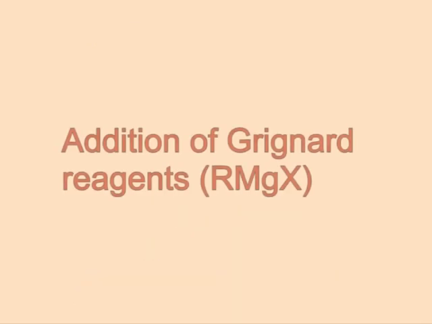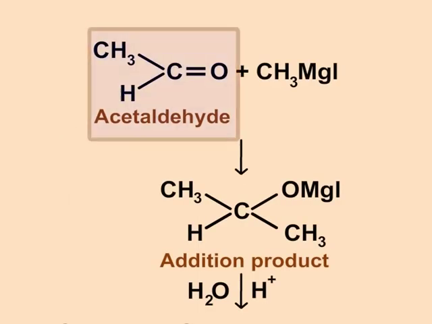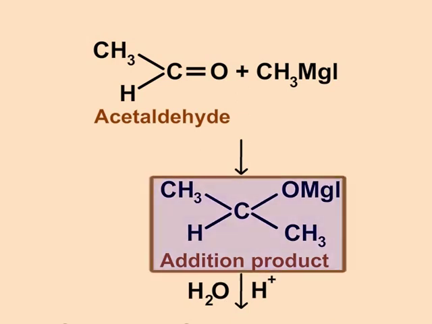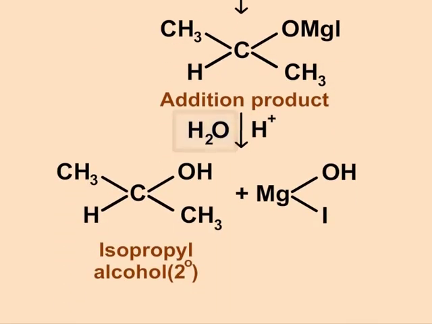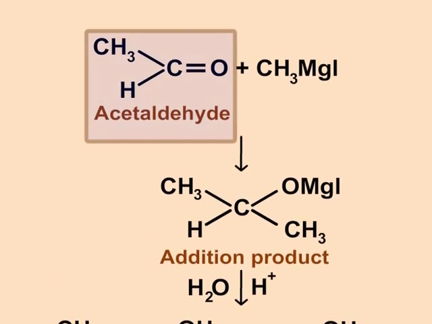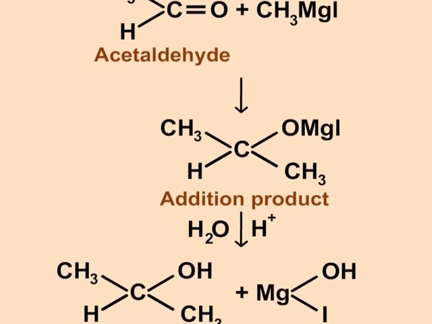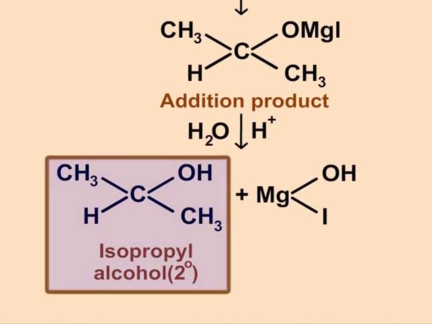Let us now learn about addition of Grignard reagents, that is RMgX. These readily combine with carbonyl compounds to form addition products which are decomposed by water in the acidic medium to form alcohols. Acetaldehyde reacts with methyl magnesium iodide to form an addition product which on reaction with water in the presence of an acid forms isopropyl alcohol.